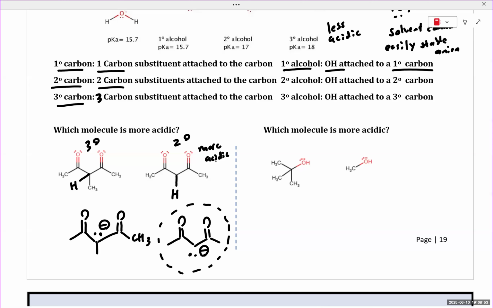Looking at a more classical example, we have a tertiary alcohol versus a primary alcohol. As we discussed, the more substituted your alcohol, the less acidic the alcohol will be. So the primary alcohol is going to be more acidic.